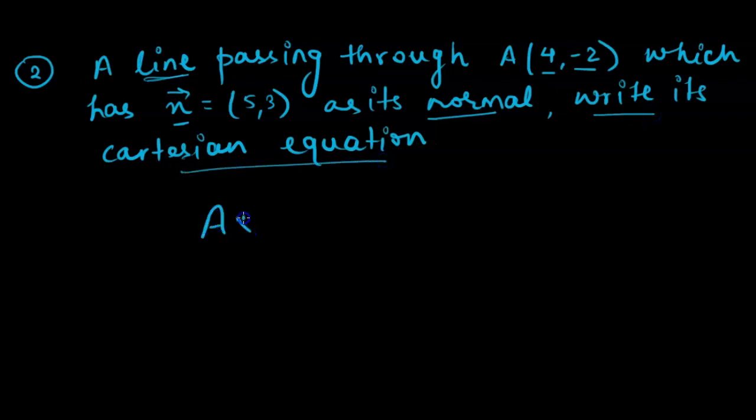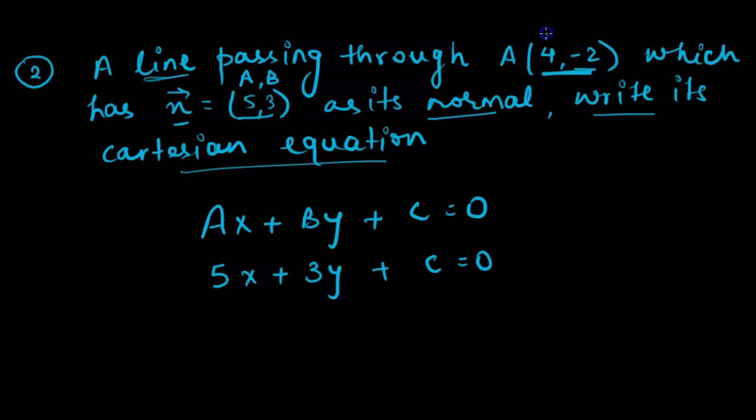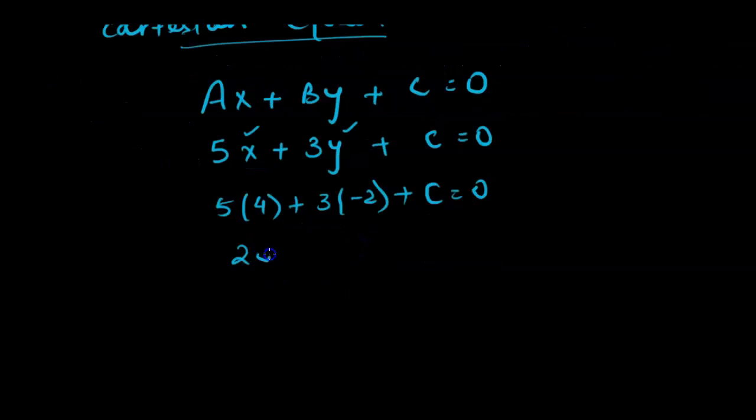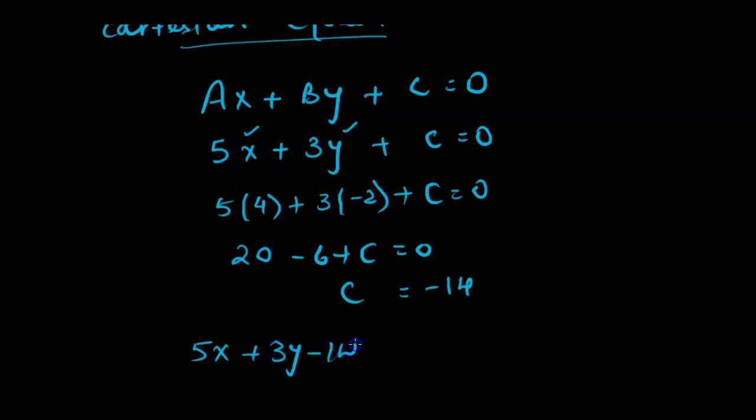We know the Cartesian equation general form is ax plus by plus c equal to 0. The normal's x and y are nothing but a and b. So we would write down a as 5, b as 3, and we would use this point for substituting x and y to solve for c. So we got 20 minus 6 plus c equal to 0. Therefore c is equal to negative 14. So the final equation that we got is 5x plus 3y minus 14 equals 0, which is our scalar or Cartesian equation for this question.